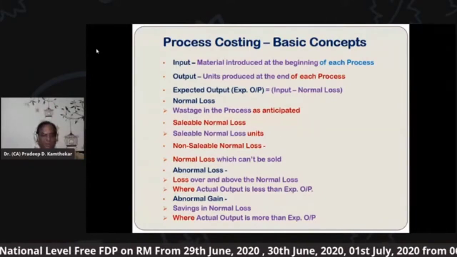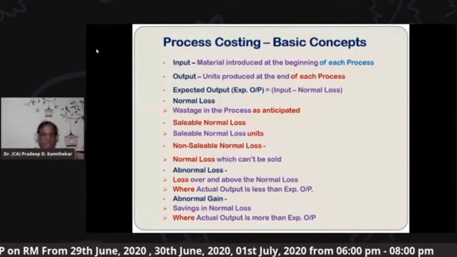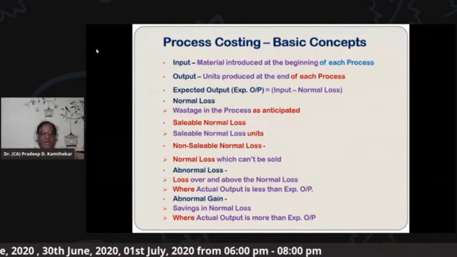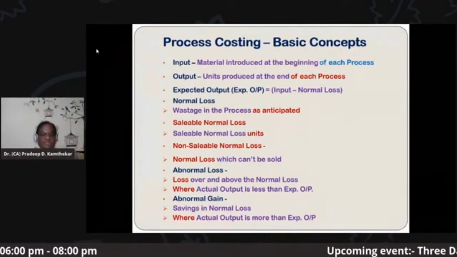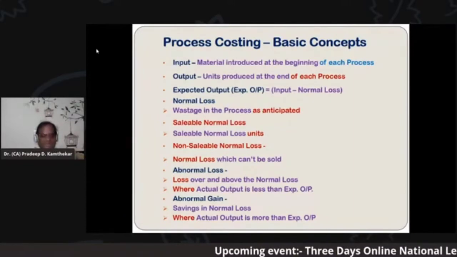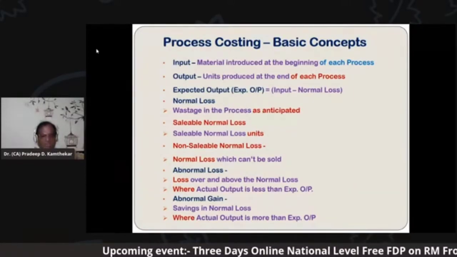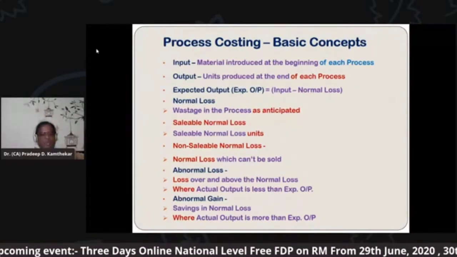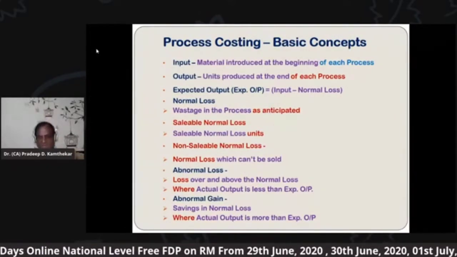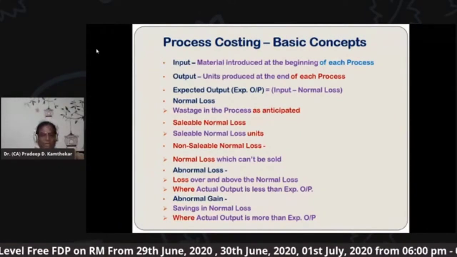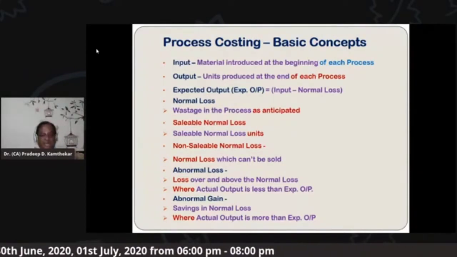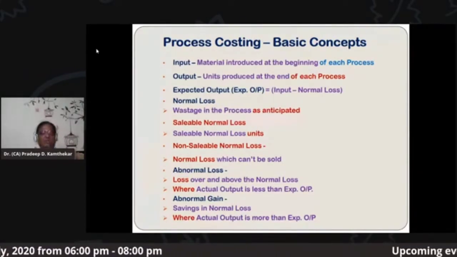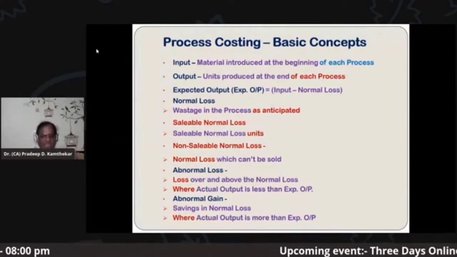Now, expected output. This is very important. Every student has to understand expected output. If you don't understand, then you will make mistakes in process costing. Expected output is input in the beginning minus normal loss. Now, what is this normal loss? Normal loss is the wastage in any process which is anticipated. Any anticipated, expected wastage in any process is normal loss.